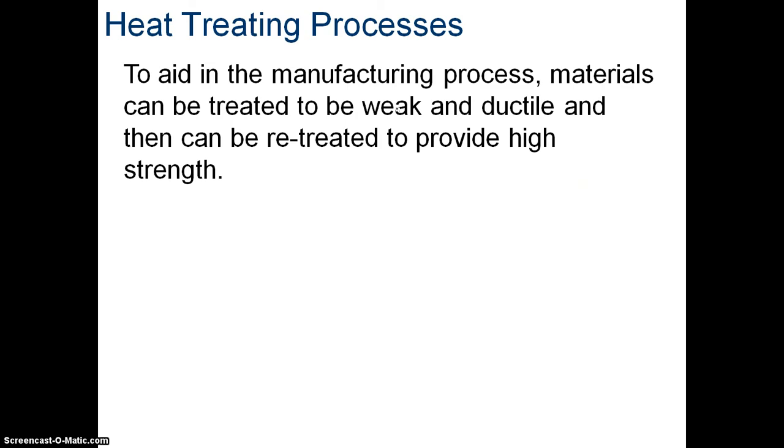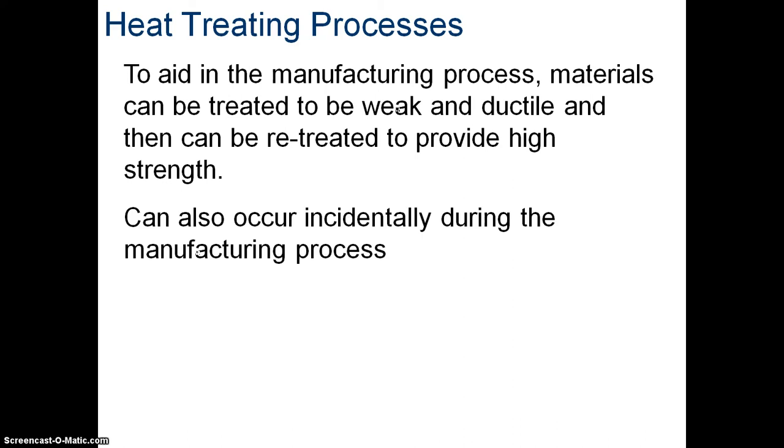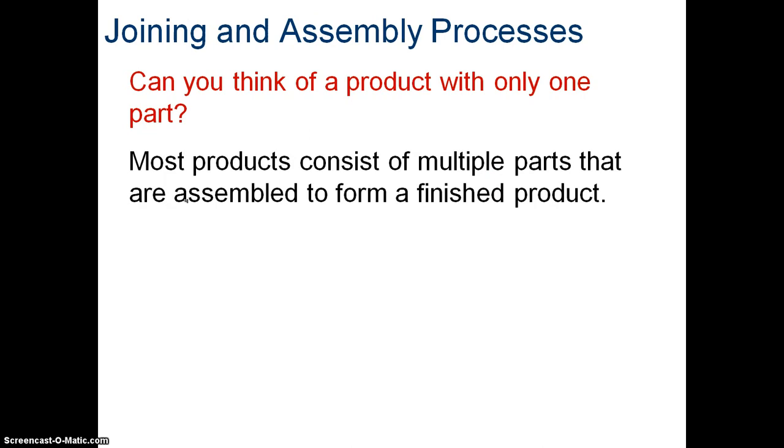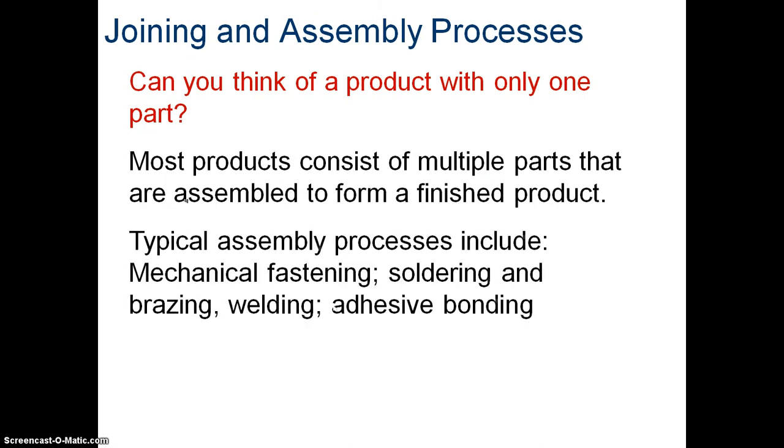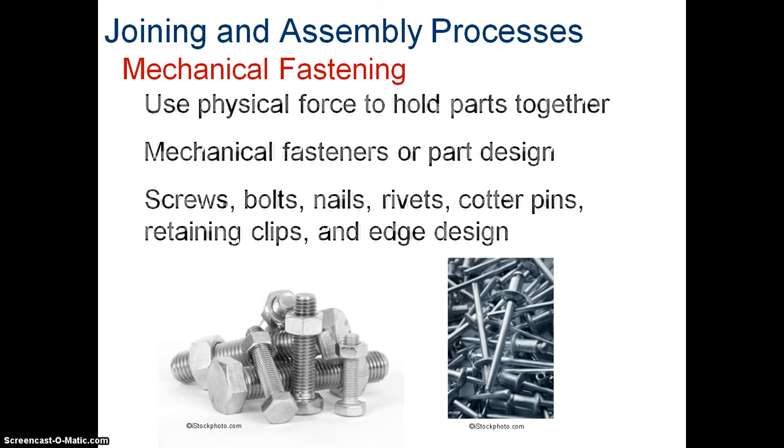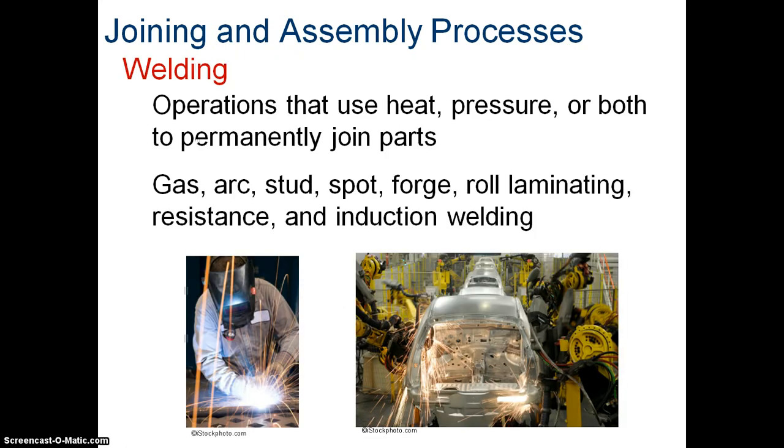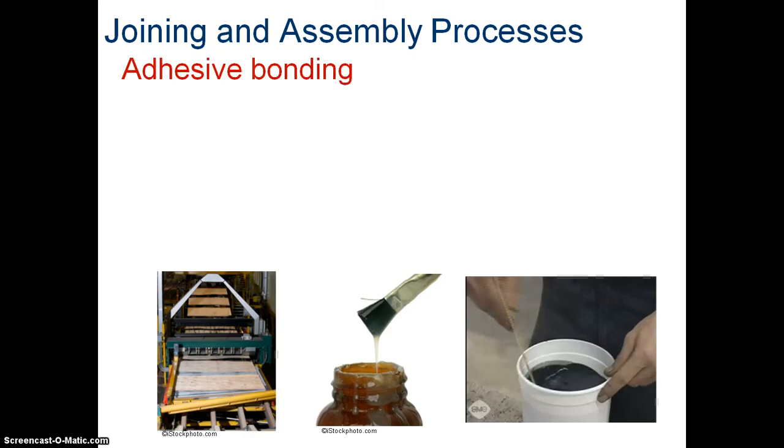To aid the manufacturing process, material can be treated to be weak and ductile. They can be retreated to provide high strength. It can also occur incidentally during the manufacturing process. Most products consist of multiple parts that are assembled to form a finished product. Bolts, nuts, etc. Welding: an operation that uses heat and pressure to form permanent joints between parts. Gas, arc, stud, spot, forge, roll. These are the typical processes of welding.